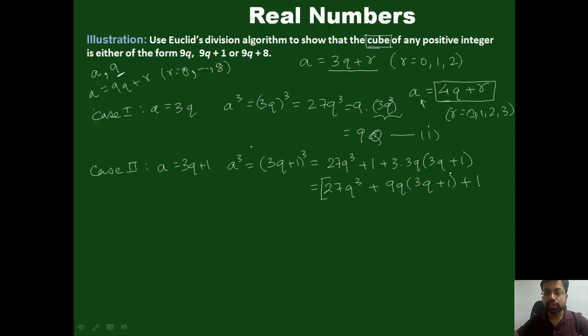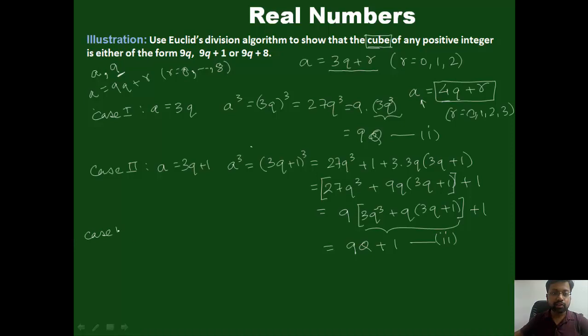Now what do you see in this number? In this number you see that 9 is common. And what do you have inside? You have 3q cube plus q into 3q plus 1. I have just taken 9 common from there. So you have this. Now q is an integer, rest of the things are integers. So again this will be an integer and we write it in the form 9q plus 1. This whole thing is written as capital Q. So you have a cube is equal to 9q plus 1. This is the second equation.